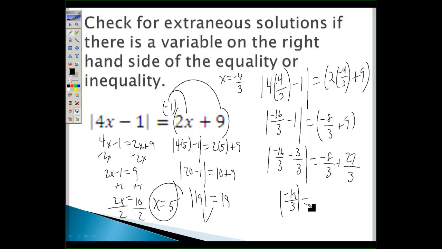And that is equal to 19 thirds. Is this true? The distance of negative 19 thirds to 0 would be a positive 19 thirds. So in this case, it did work out. Both are solutions: x equals negative 4 thirds and x equals 5. So that's about as hard as they get for today.